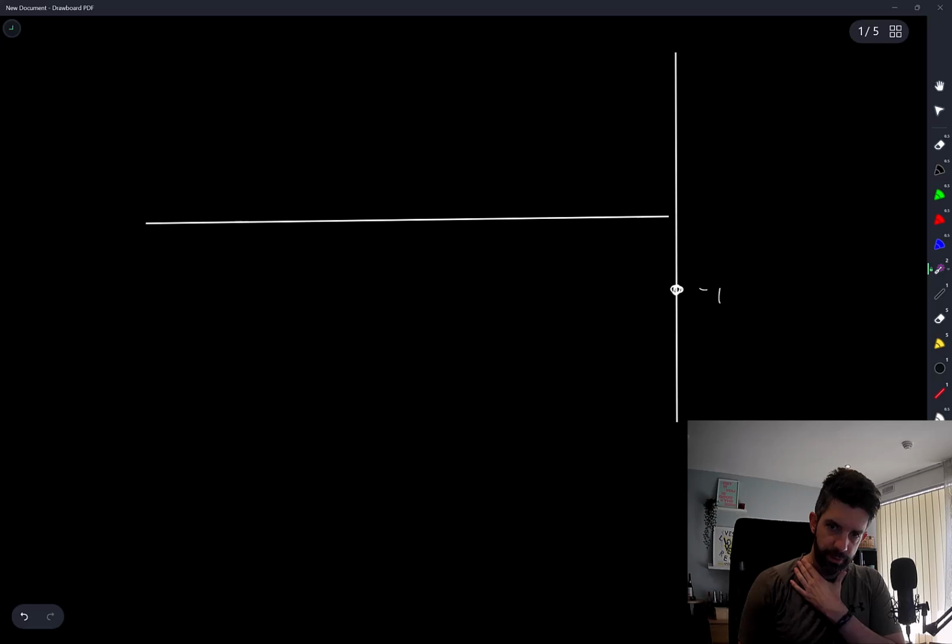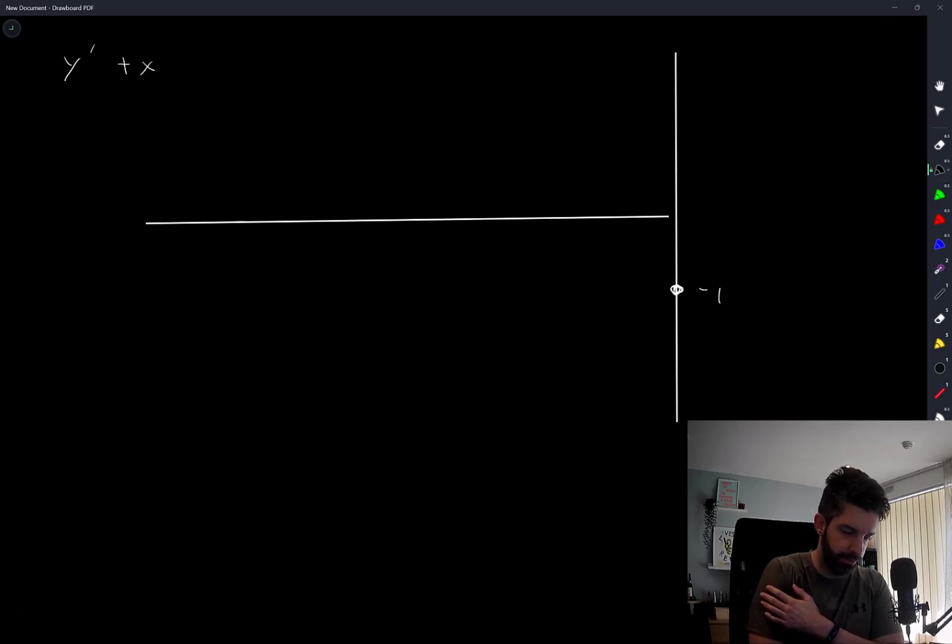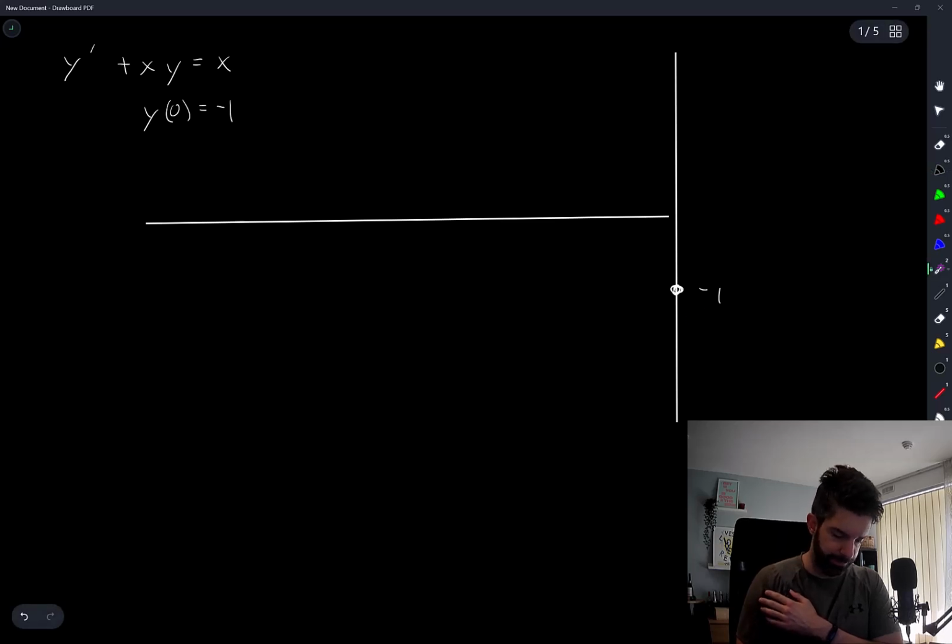So let's start by realizing that when x is equal to 0, if I write down the ODE, I have y prime plus xy is equal to x. y(0) is equal to -1. When x is equal to 0, this term disappears, that term disappears. So I have a derivative of 0 at this point. Sketch that little bit. And then x becomes negative.